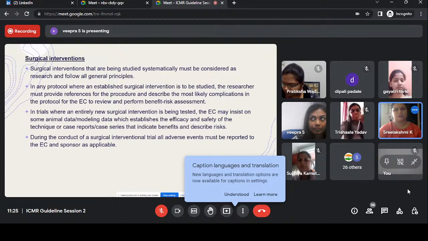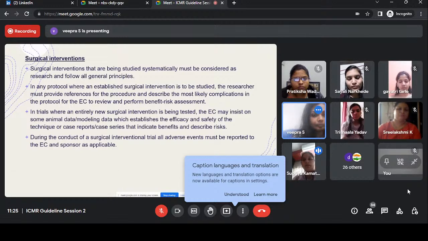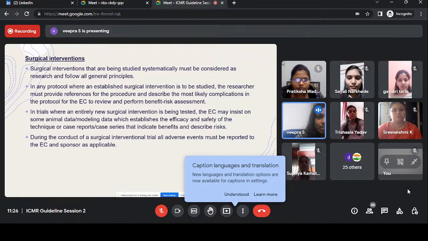Then in these cases, free treatment should be provided to the trial subject. Then compensation should be provided. In which cases are we providing compensation to the subject or to their nominee? If there is any death or disability, we will give the compensation. Because of this intervention, this surgery, if any disability or death happens, we will give the compensation.